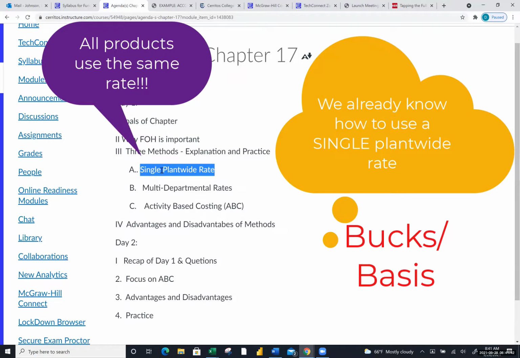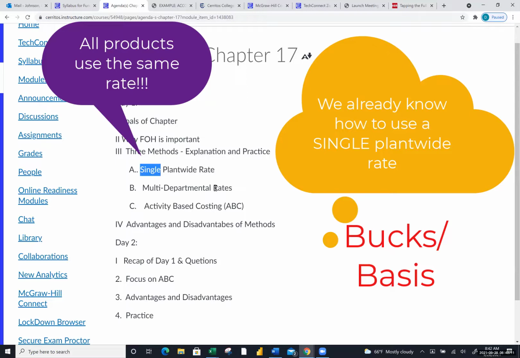In fact, I keep writing the word single in front of plant-wide rate because I think it's important for you to understand that it is one rate. And I got a little bit of experience with this as a child. My dad worked at Hitachi, which is a Japanese electronics firm. And he ended up being the vice president with no high school education, really. What little there was, he learned in the Marines.